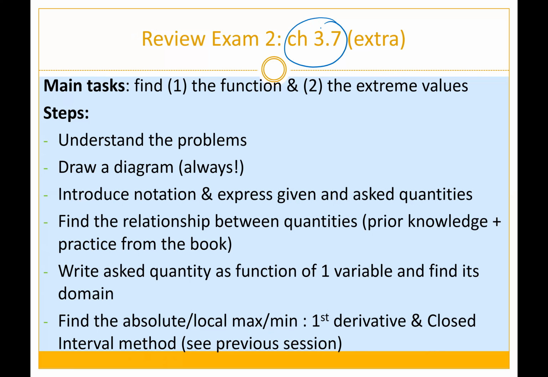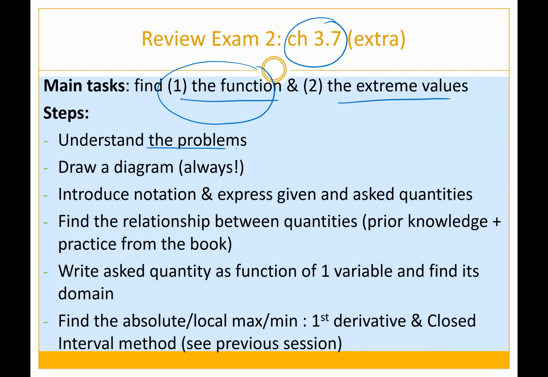So the way we're going to approach section 3.7 is two tasks: find a function and its extreme values. It's similar to optimization problems, but this one is more complex, and you have to actually identify what the function is. It's not that they give you the function and ask you to find the maximum and minimum. The important part is to derive that function, and this sometimes can be really challenging for people.